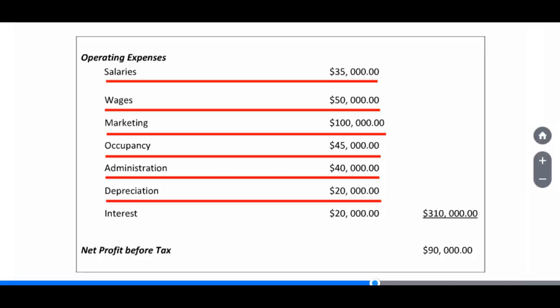The operating expenses conclude with an expense for interest for loan servicing. In this example business, we can see that these operating expenses add for a total operating expense of $310,000. This amount is deducted from the gross profit amount of $400,000 to arrive at a net profit value before tax value of $90,000.